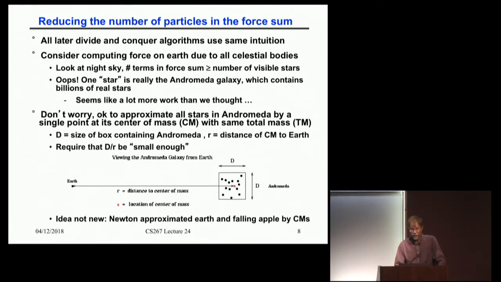Well, I'll just divide it into 4 smaller boxes and run the same little algorithm there. D will get smaller, and eventually I'll be able to replace it. So this idea of replacing something big and complicated by its mass and center of mass is not new. Newton obviously approximated the Earth by its center of mass when the apple fell, but he didn't do it recursively, so that's why he didn't see this.